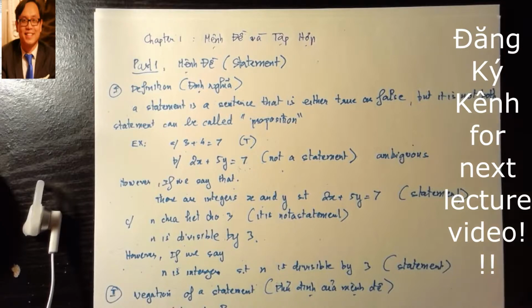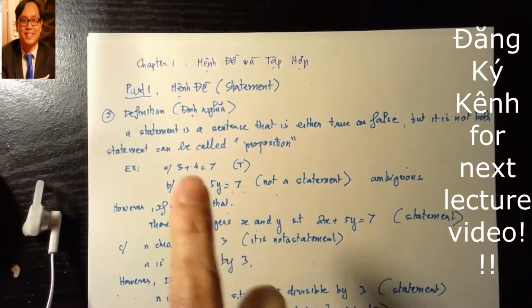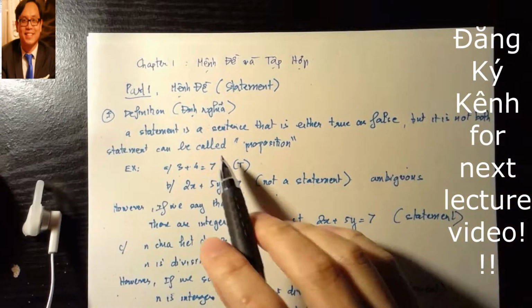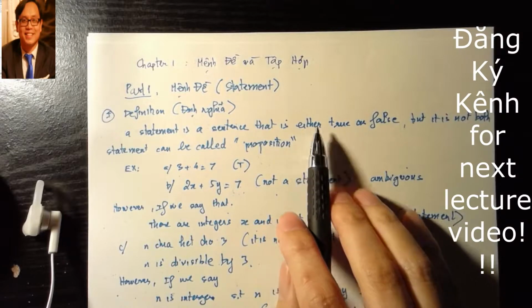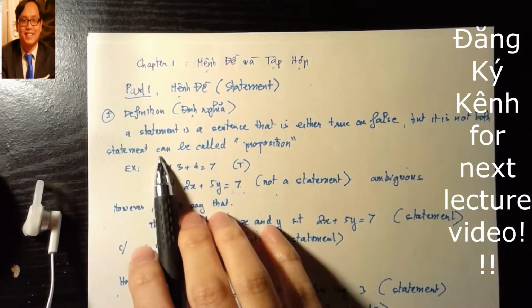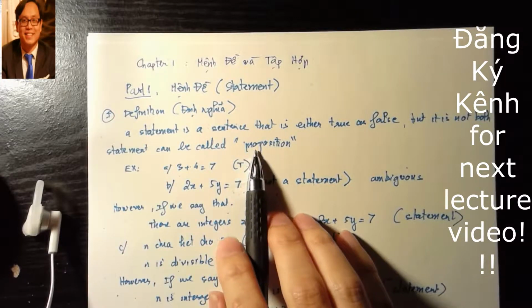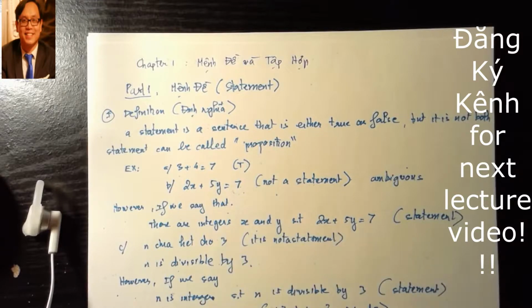Okay, so mệnh đề tiếng Anh có nghĩa là statement. Okay, and let's talk about the definition of statement. So statement is a sentence, là một cái câu, cái mà vừa đúng hoặc sai, nhưng mà không phải vừa đúng và vừa sai. So sometimes a statement can be called as a proposition. Okay, so it is either true or false, it cannot be both. So it cannot be ambiguous. So everything must be obvious, everything must be clear in order to be called a statement.